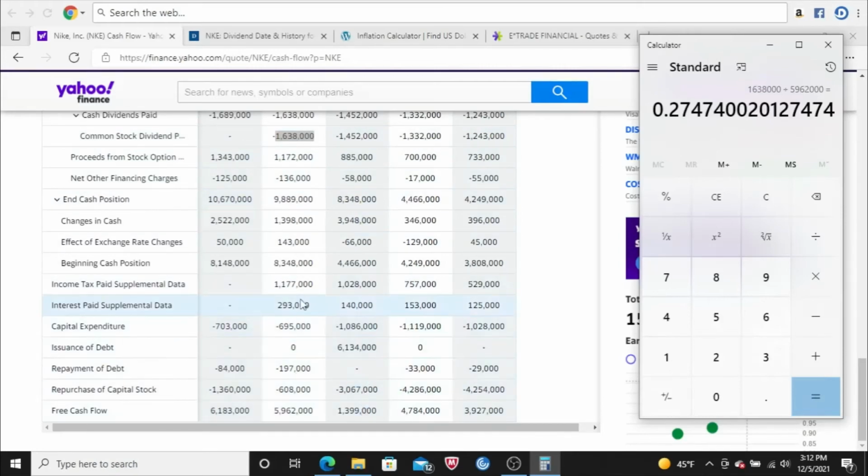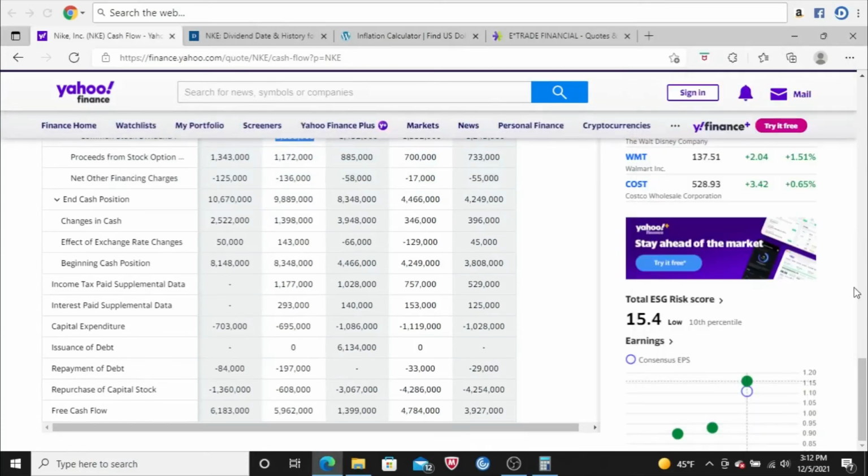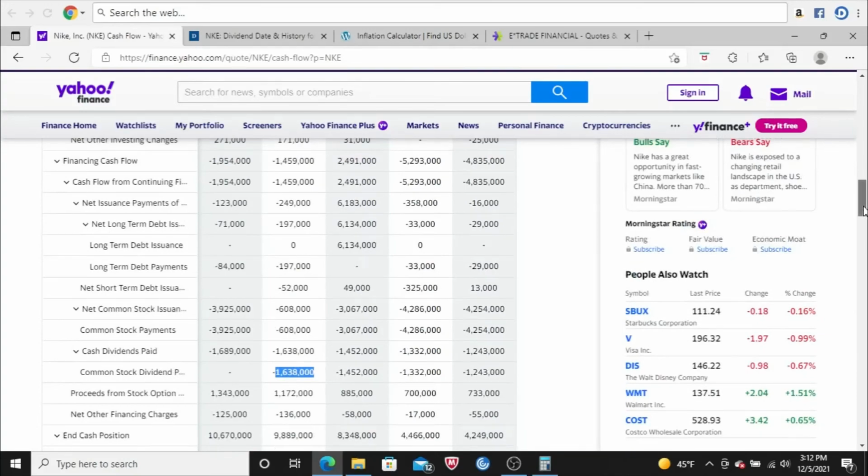But they had a solid rebound here for these most recent yearly numbers. So I'm not going to hold it against them too much for this year right here, even though their payout ratio is well over 100%. Next, I look for, here we go. Hold on.